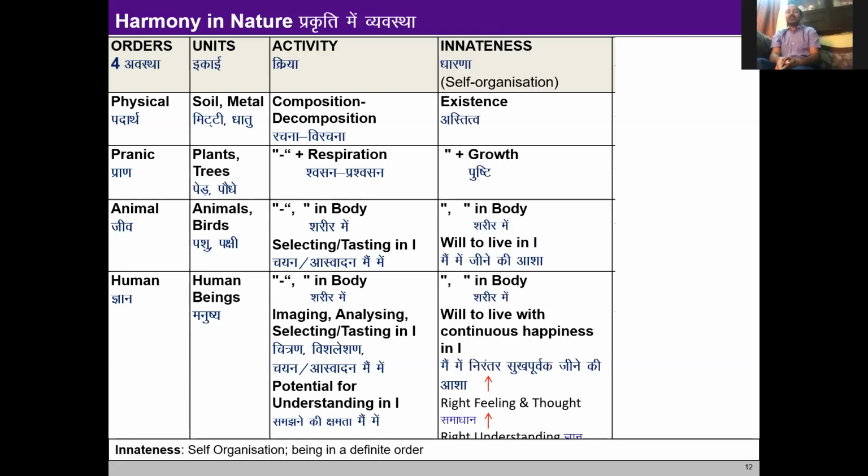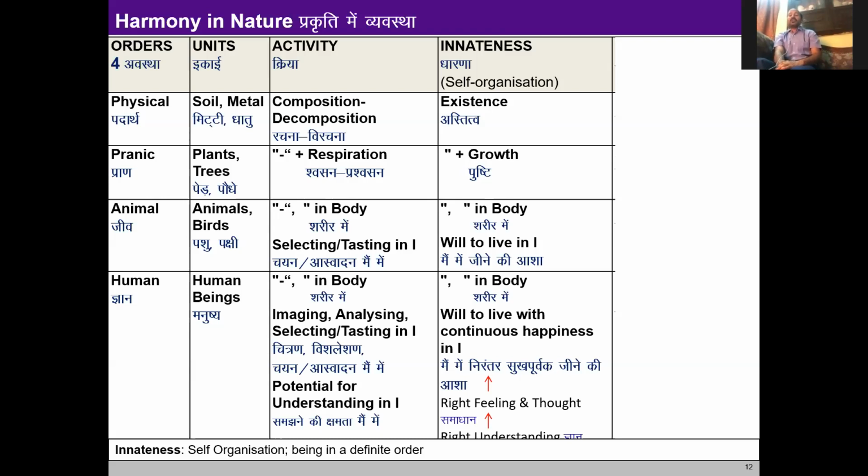Next, we are going to read in this particular sequence, and that is the innateness. Innateness is the actual nature of a particular unit. So when we talk about physical units, materialistic units, it is existence. We can see and feel the air, the water, the stone, metals. These have their existence. When we check the second order, the pranic, there is growth. We plant a sapling, and that actually comes out in the form of a huge tree. Animals have the will to live. That is the innateness. Anyhow, they will either kill the others, or the others are going to kill them.